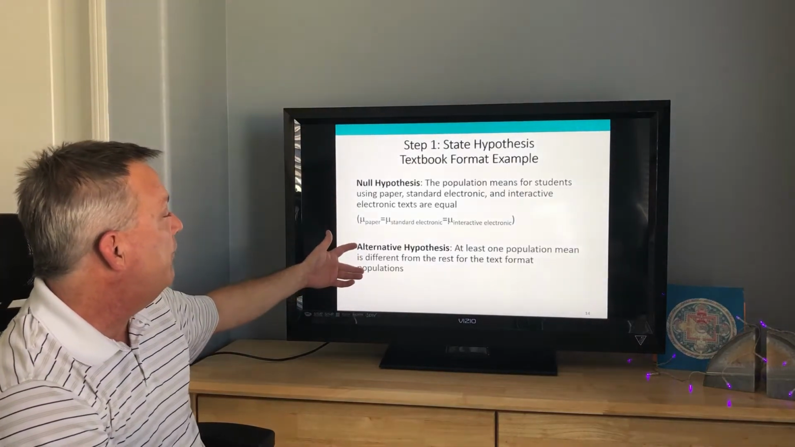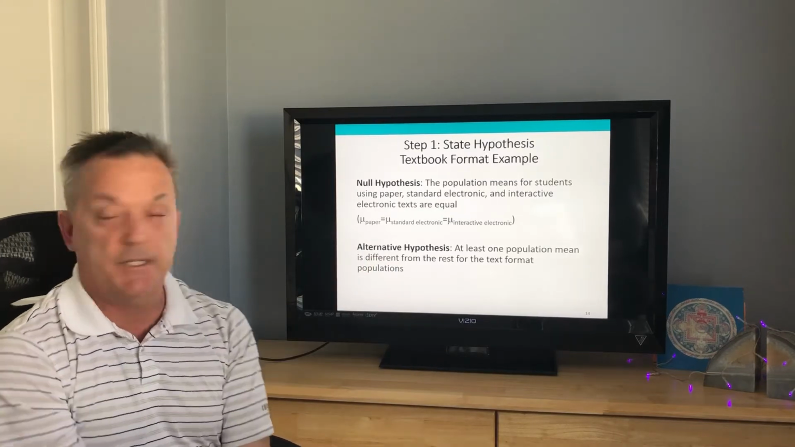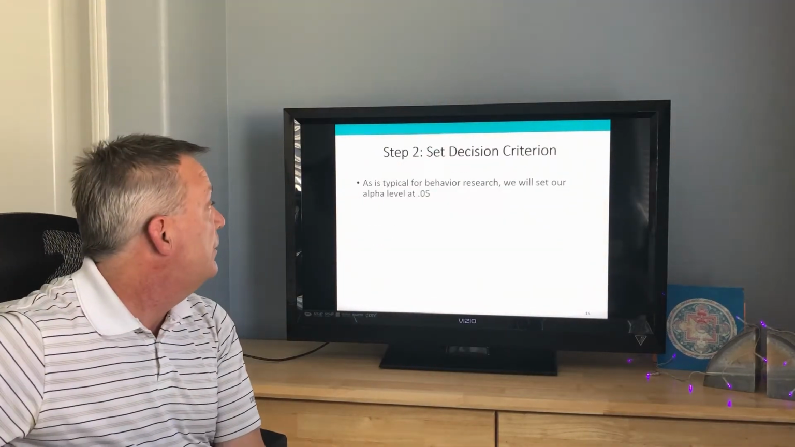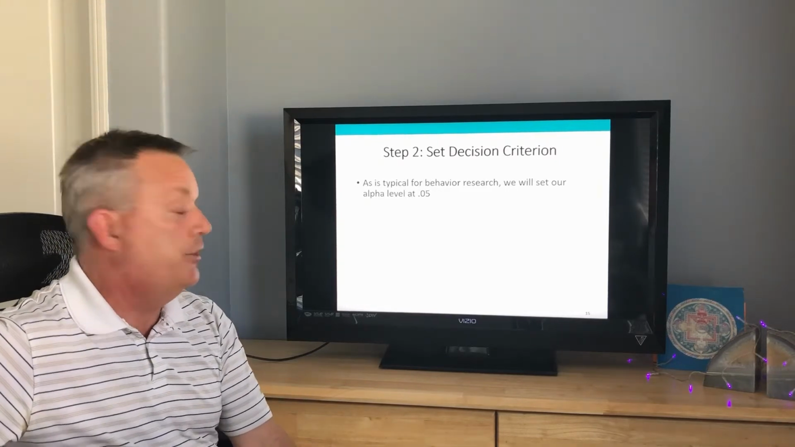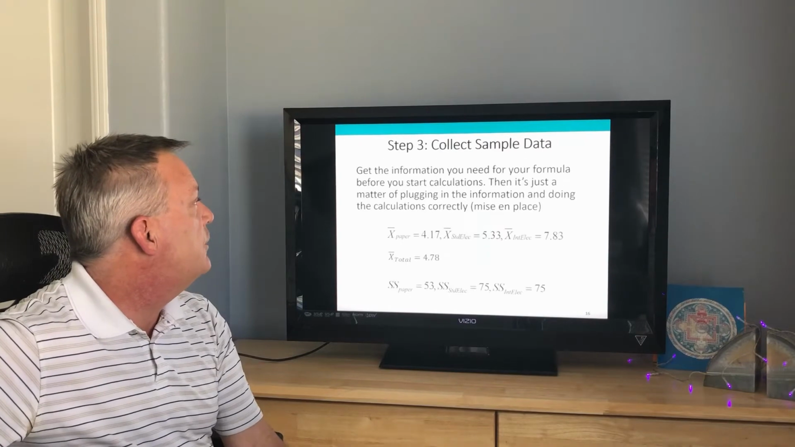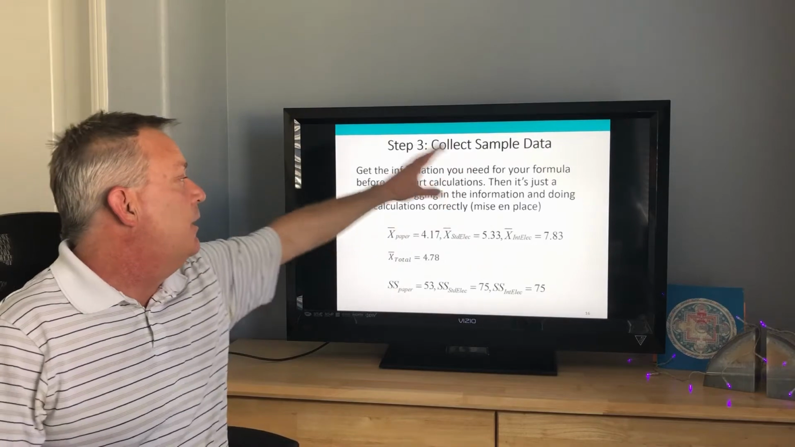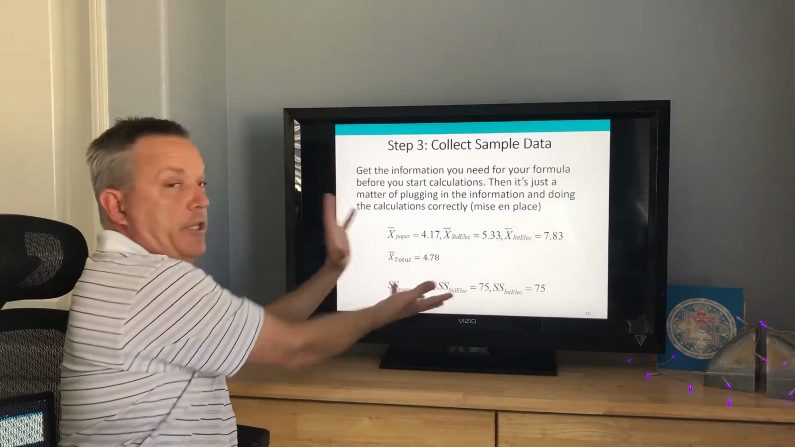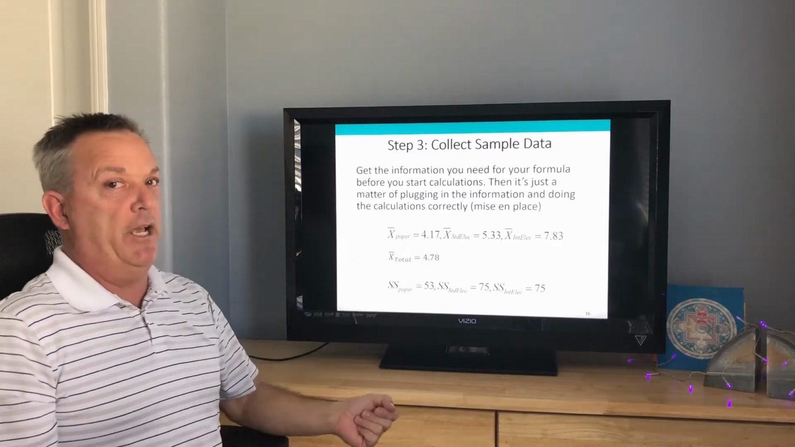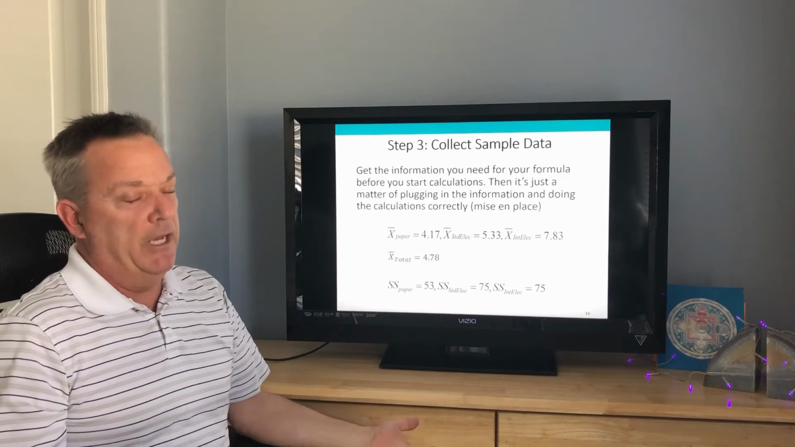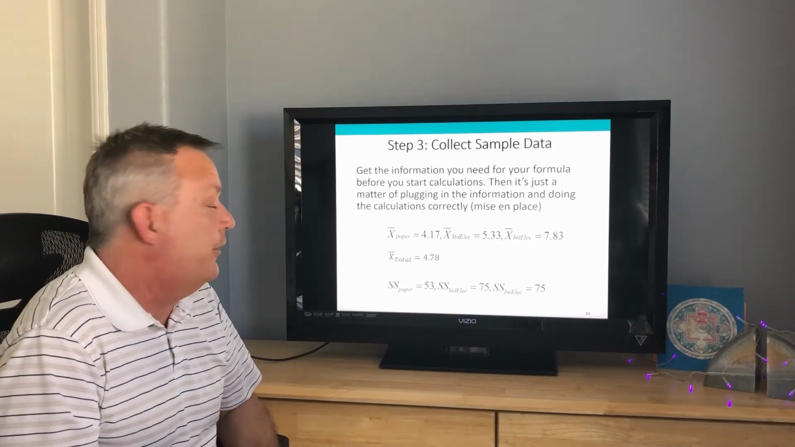The alternative hypothesis is at least one population mean is different from the rest of the text format populations. As is typical, we'll set our alpha level to 0.05. You can also do it at 0.01, but 0.05 is typical. And then remember mise en place, which is get what you need for the equation in front of you. Write it all out. Take a deep breath. You can plug in stuff. You can use your PEMDAS, right, for the math, and you can figure this all out.